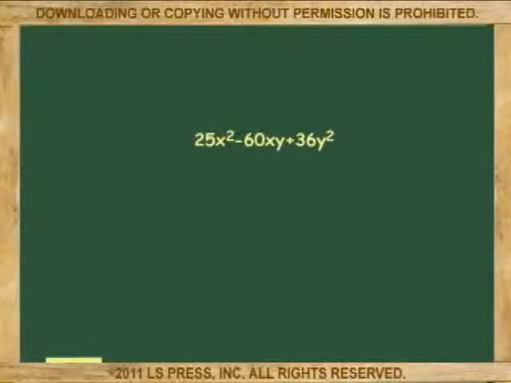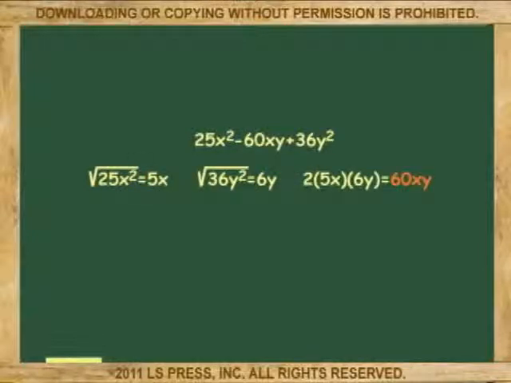Another example: factor 25x squared minus 60xy plus 36y squared. First term, last term, middle term: 2 times 5x times 6y equals 60xy. Because the middle term of the original trinomial is subtraction, both binomials are subtractions. Answer: 5x minus 6y times 5x minus 6y, or 5x minus 6y squared.